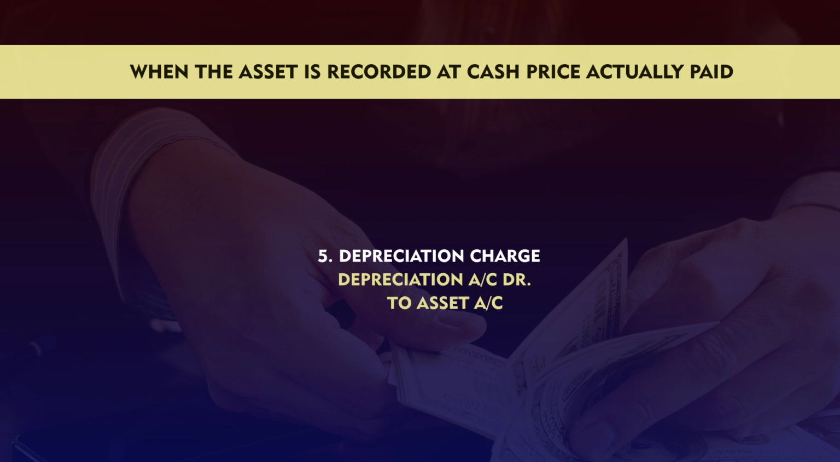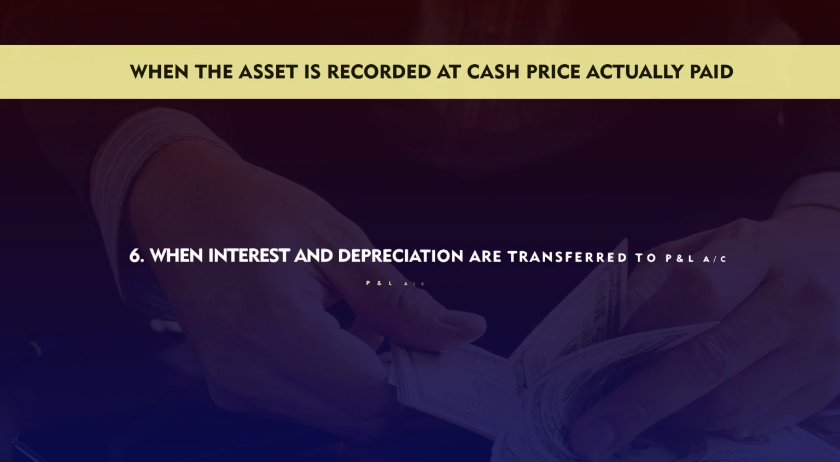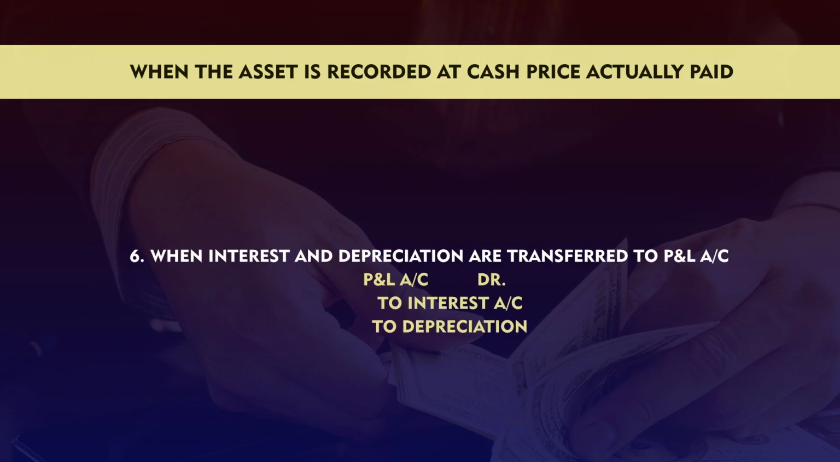Fifth one is depreciation charges. The entry is very simple: depreciation account debit to asset. The last one is when interest and depreciation are transferred to the profit and loss account. Just now we discussed that, being losses and expenses, all expenses and losses balances have to be transferred to the profit and loss account. So, the journal entry would be profit and loss account debit to interest account and depreciation account.